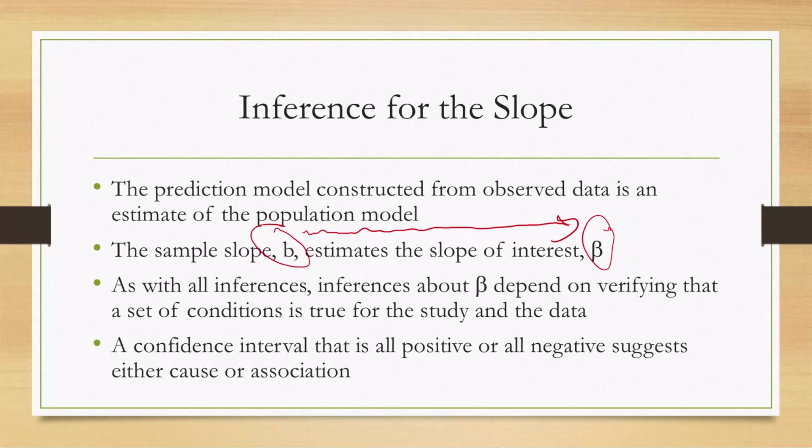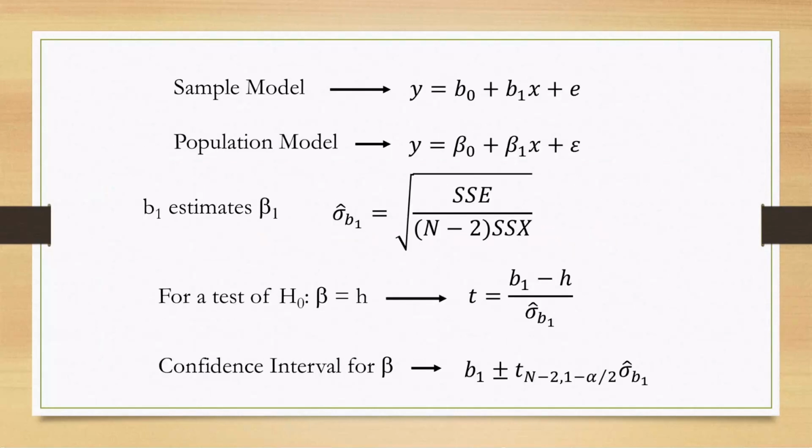All right, so how do we do this? How do we get that inference? Well, here's our sample model right here. And here I've included the residual. And so therefore I can say that my observed value is equal to my estimate of the intercept, plus my estimate of the slope times the explanatory variable, plus the estimated residual. What we're trying to actually estimate is this population model.